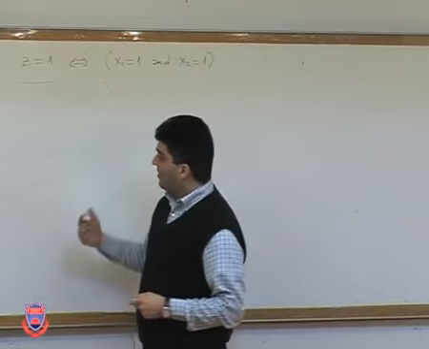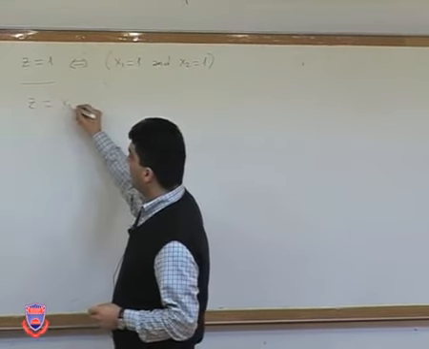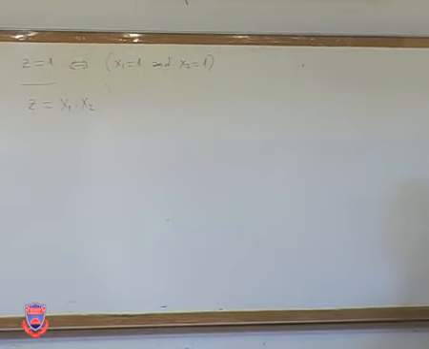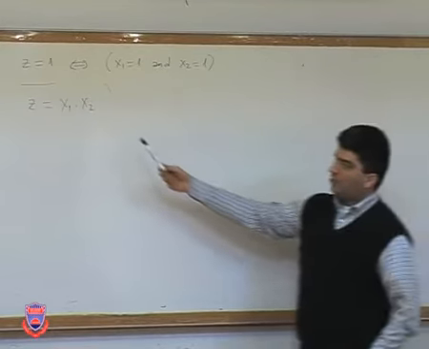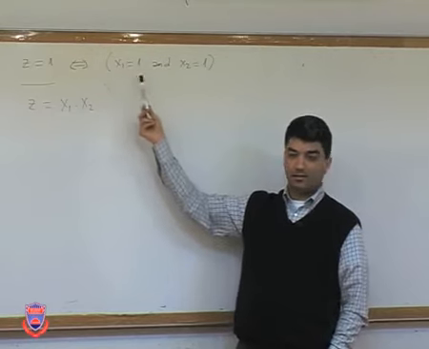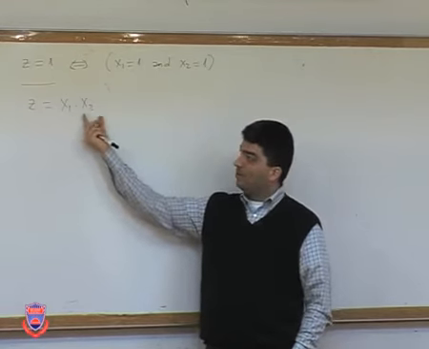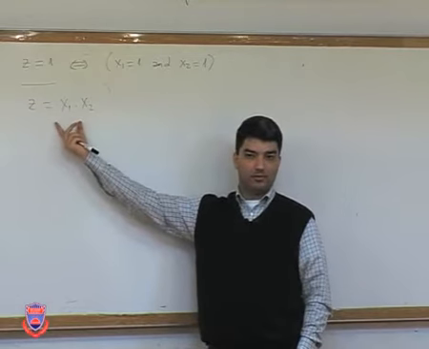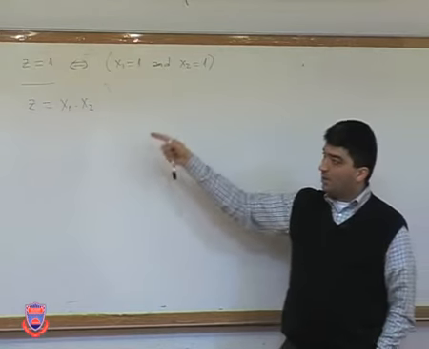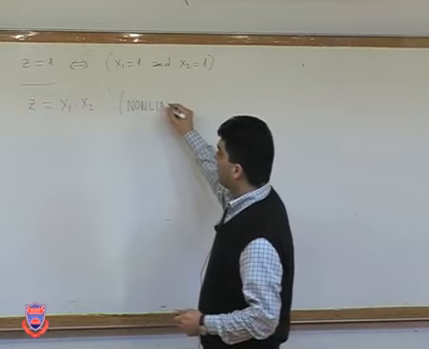Now let me start with one possible solution. So for example, I can set z equals x1 times x2, right? Now if you think about this a little bit, this relationship actually satisfies this relationship, right? This equation actually satisfies this. Right? So z can be 1 if and only if both of them are equal to 1. And if at least one of them is equal to 0, then z will be equal to 0. Right? But what's the problem with this formulation? So we multiply two variables. So basically, actually, this is a correct solution, but this is nonlinear. So this doesn't work for us.